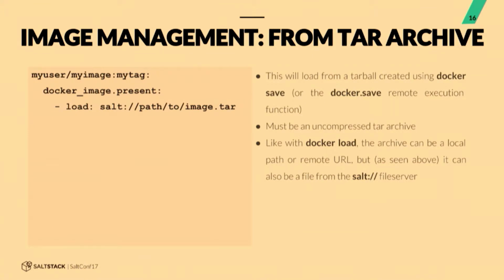To load an image from an exported image, just use the load argument. It's pretty self-explanatory. I'm not 100% sure that it does have to be an uncompressed tar archive. This may be incorrect. I don't believe I've tested that, so that would be something I would have to double check on. But this will load any image that has been exported using Docker save. And because it's just a single file, it can come from a salt URL, not unlike with the build.